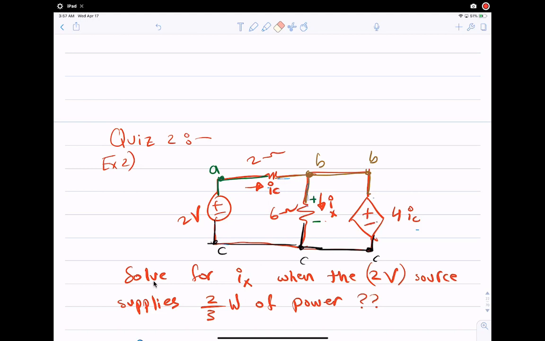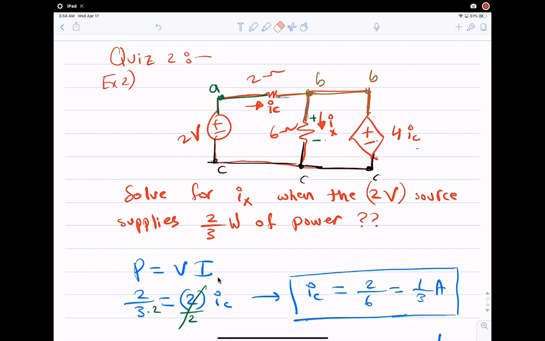The question says solve for IX, so I want to find IX when the 2-volt source, which is this one, supplies a 2 over 3 watt of power. Now, do you recall the relationship between the power and the voltage? Yep. We said in the first video the power equals V times I. Now, if I have the voltage and the power, I'm missing only the current, I can find the current, right? So I'm going to say P equal V times I.